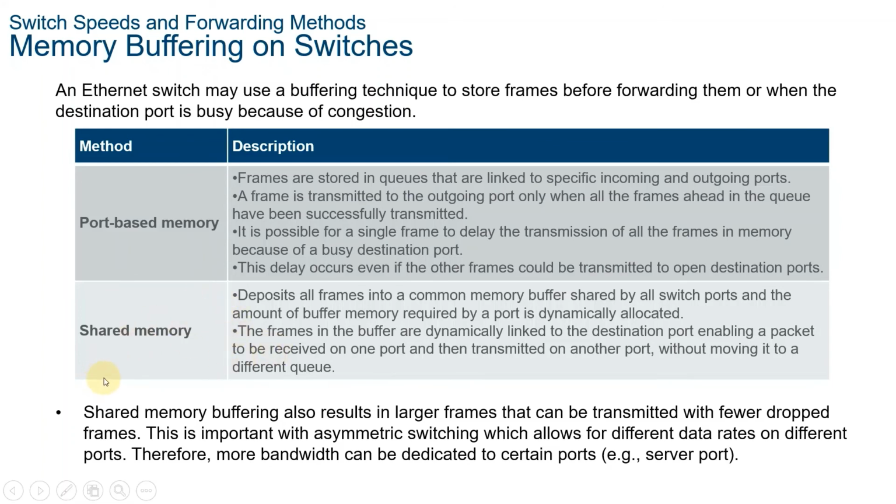Shared memory buffering also results in larger frames that can be transmitted with fewer dropped frames. This is important with asymmetric switching, which allows for different data rates on different ports. Therefore, more bandwidth can be dedicated to certain ports. For example, server ports, having, for instance, 10 Gbps or 1 Gbps ports.